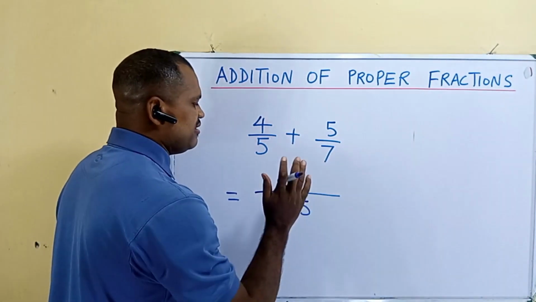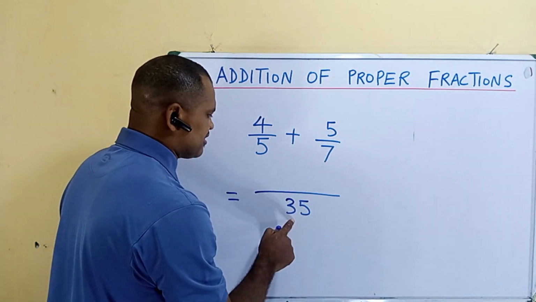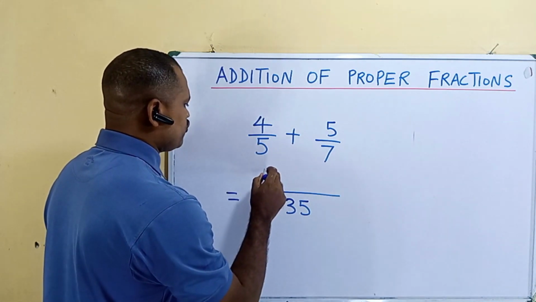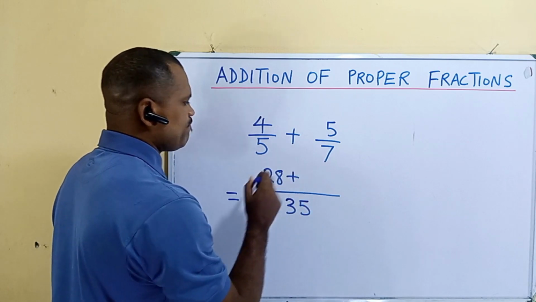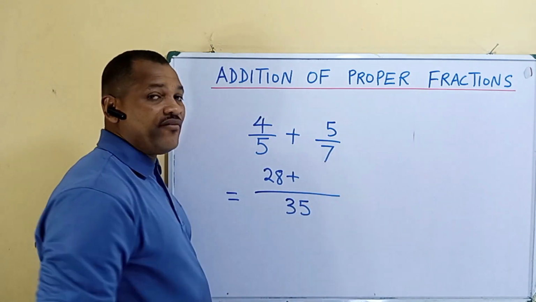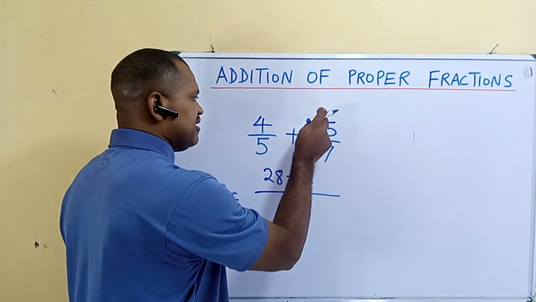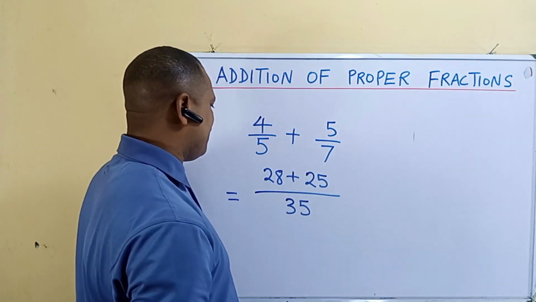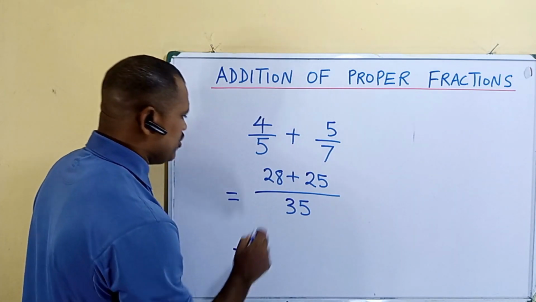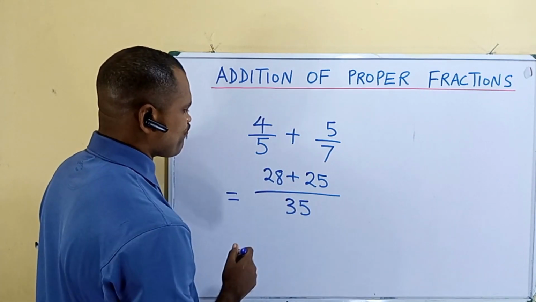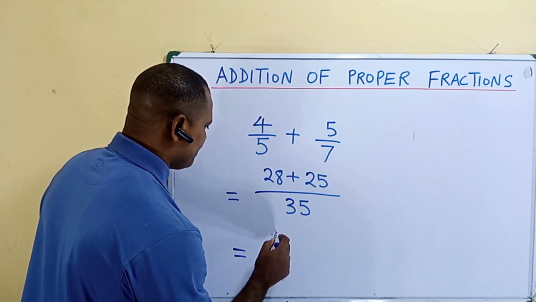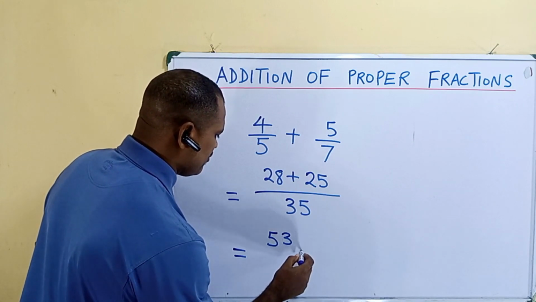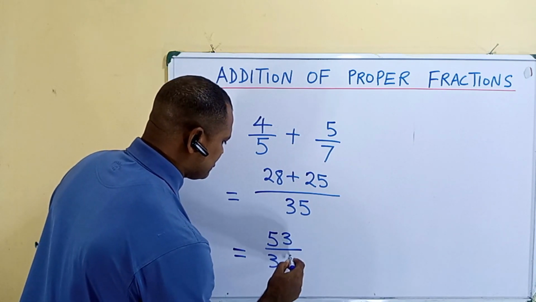That will give you 35. 5 into this is 7. 7 times 4 is 28. 7 into 35, 5 times. 5 times this 5 is 25. When you add this, you get 53 over 35.